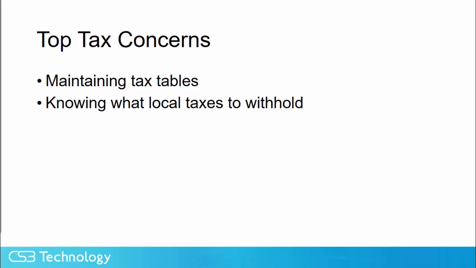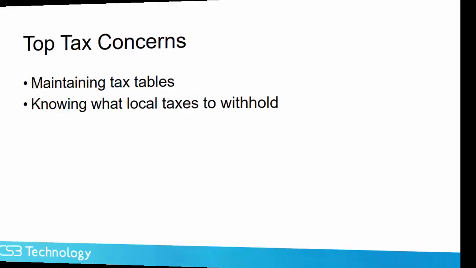Next, knowing taxes to withhold, especially locals. If you're in a state subject to local taxes, it's challenging to find the correct ones. Scissortail HCM uses geo-spatial mapping technology to help determine and withhold the appropriate taxes for that employee based on their home and work locations. Let's look at a couple of examples.